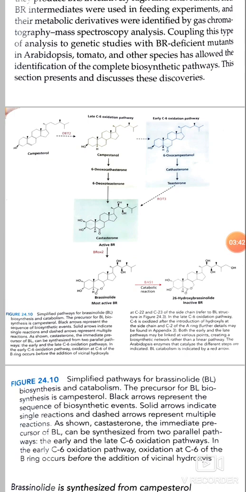In the early C6 oxidation pathway, oxidation of carbon 6 of the B ring occurs before the addition of vicinal hydroxyls at C22 and C23 of the side chain. In the late C6 oxidation pathway, C6 is oxidized after the introduction of hydroxyls at the side chain and C2 of the A ring.